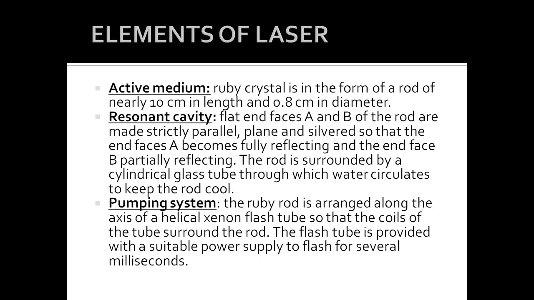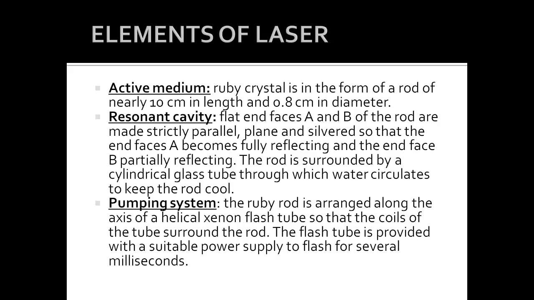Coming to the resonant cavity, as we had discussed in the previous sessions, generally it will be of two mirrors which are placed parallel to each other. Here also we are going to consider two parallel mirrors which are plain, silvered, placed at the flat end faces of the ruby rod, A and B. Both the faces are parallel to each other, and these are mounted with two mirrors. One mirror is fully reflecting, which is placed at the end A. Another mirror is partially reflecting, which is placed at the end B.